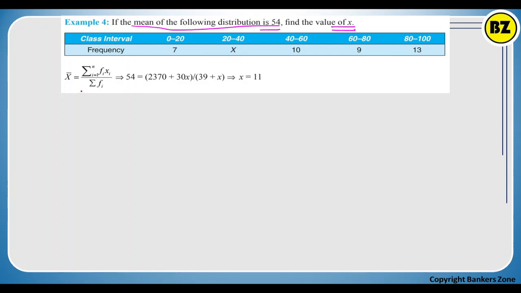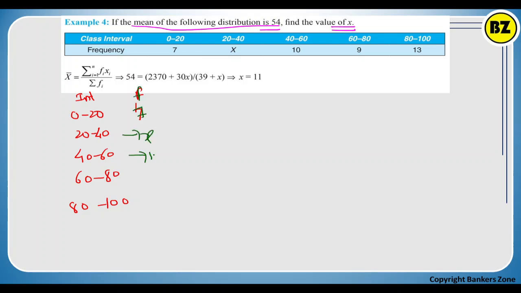So see, first I will write here the interval, okay? Interval is 0 to 20, 20 to 40, 40 to again 60, 20 increases, 60 to 80, and 80 to 100, okay? Very simple. Interval is written. Now next step, what do we do? Write the frequency. What is frequency? It is 7, okay? So see, I write here frequency, it is 7, okay? So for this it is x, which we have to find. Here is a 10, here I write it is a 9, here I write it is a 13, okay?